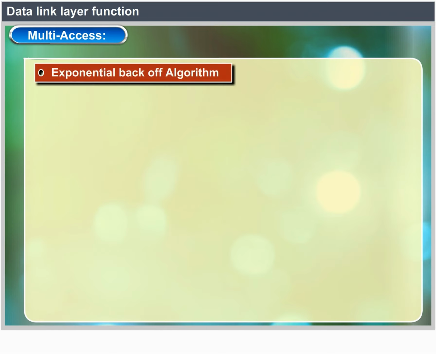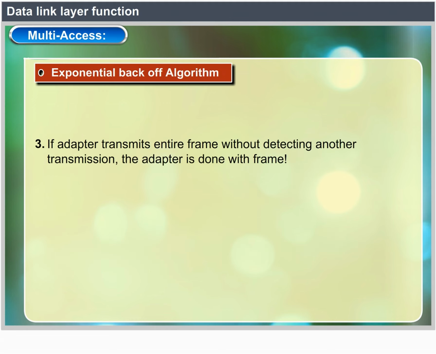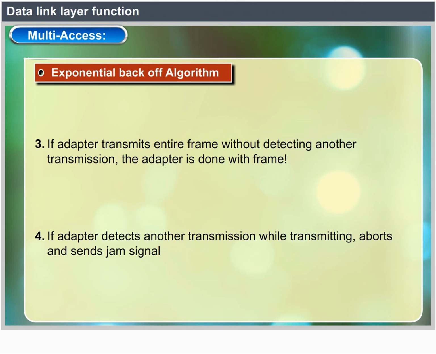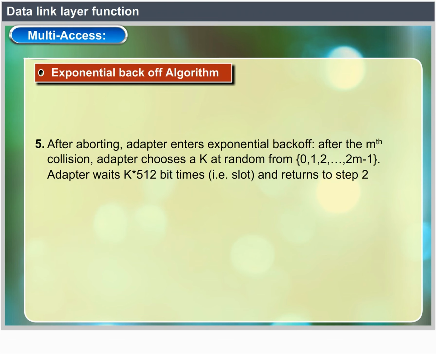Exponential backoff algorithm. Number 1. Adapter gets datagram and creates frame. Number 2. If adapter senses channel idle, that is for 9.6 microseconds, it starts to transmit the frame. If it senses the channel busy, it waits until the channel is idle and then transmits. Number 3. If adapter transmits the entire frame without detecting another transmission, the adapter is done with the frame. Number 4. If adapter detects another transmission while transmitting, it aborts and sends a jam signal. Number 5. After aborting, the adapter enters exponential backoff.